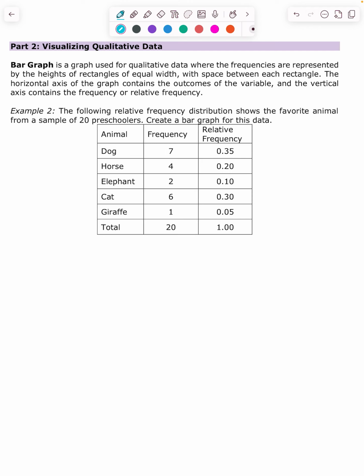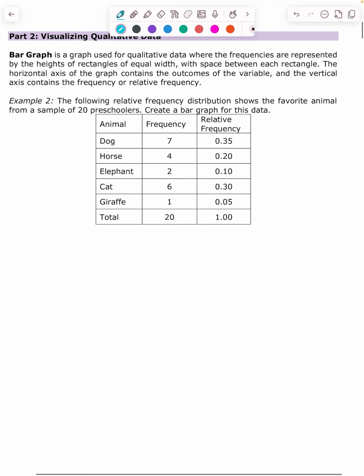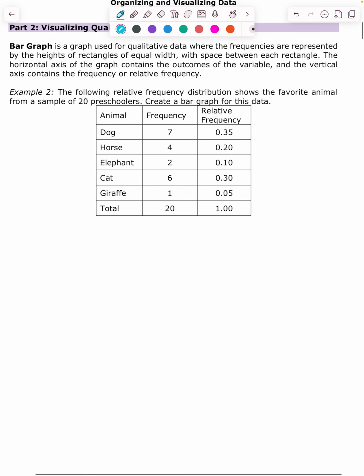So we have different animals that are the favorite for this group of children, whatever grade they're in, the frequency and the relative frequency. So we could do this with the relative frequencies. I'm going to keep things a little bit on the simpler side, and I'm going to do frequencies. We have an example further down that does show how you could do this with relative frequency.